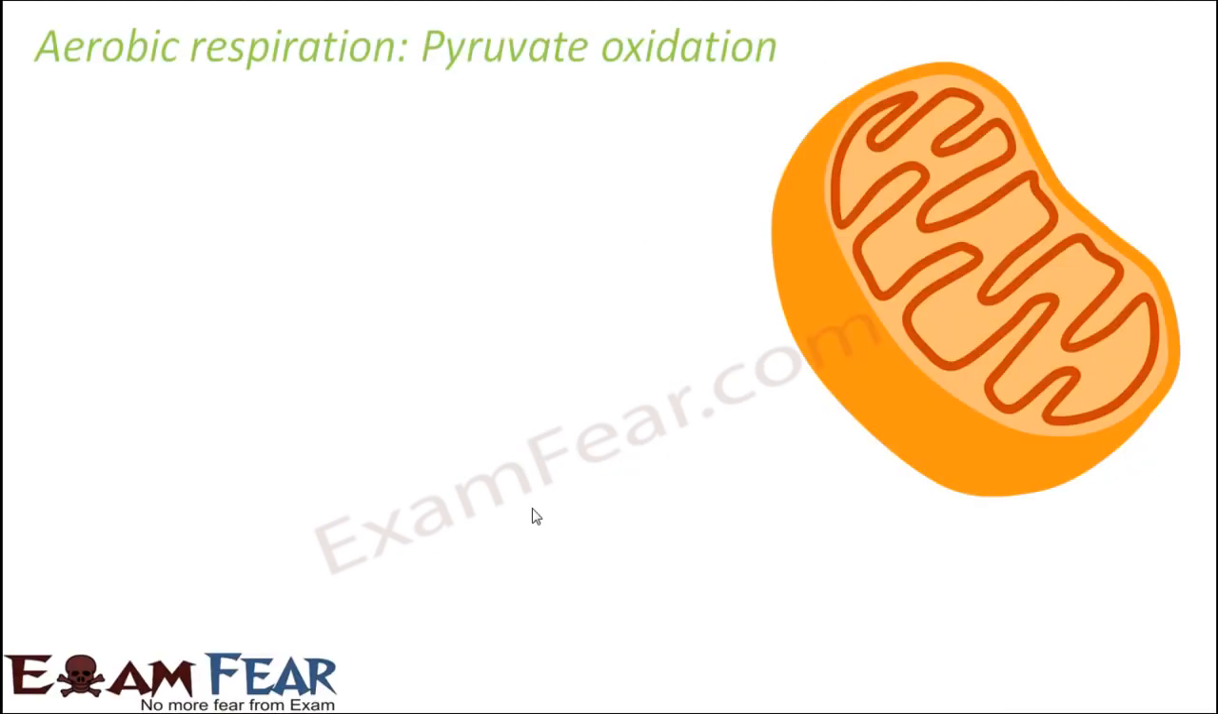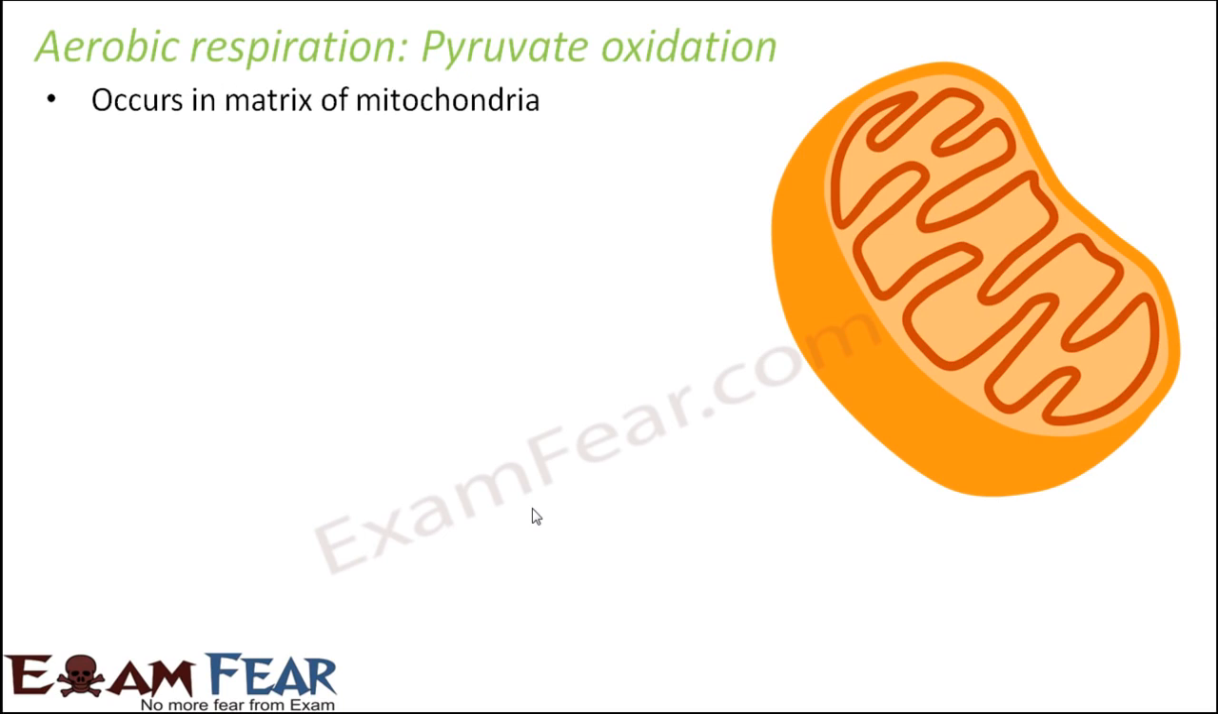So let us look at the next step, that is pyruvate oxidation. Now pyruvate and pyruvic acid are the same thing. So pyruvate is basically the product which was formed as a result of glycolysis. This pyruvate will get oxidized in this step. So how is it getting oxidized? Let us have a quick look.